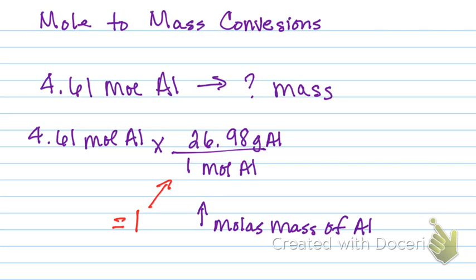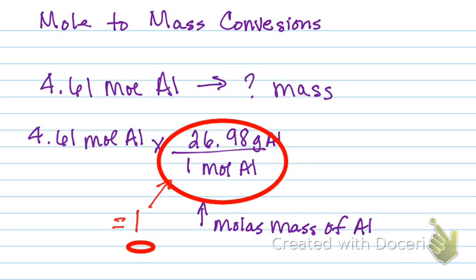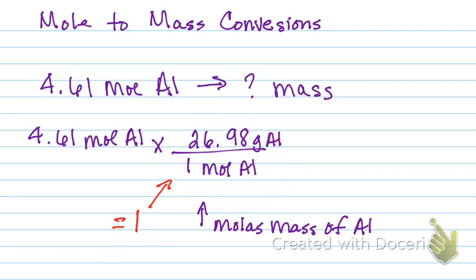Is this fraction here equal to 1? Well, look at it. If I have 1 mole of aluminum and I have 26.98 grams of aluminum, do I have the same thing? Does that in fact equal 1? Sure, of course it does. It equals 1, right? So does this change this value? No, it only gets rid of my moles, right? And then I'm left with grams of aluminum.